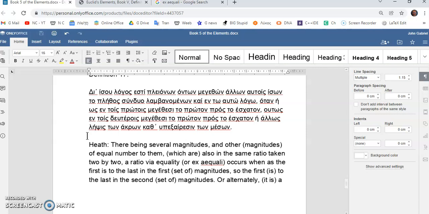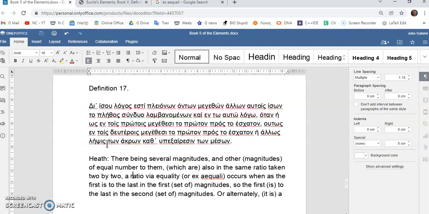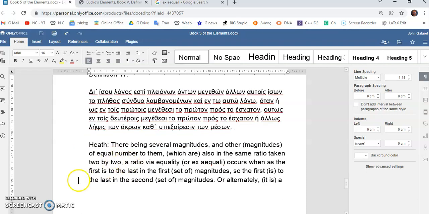Ex aequali is a Latin expression. Ex means from, and aequali means equal. So it really means from equal. Okay, so he said that these are in the same ratio, taken 2 by 2. They don't have to be taken 2 by 2. They can be taken 3 by 3 or 4 by 4. It doesn't really matter how you take them. That's because Heath didn't really understand this definition, and I'll explain it to you in a moment.